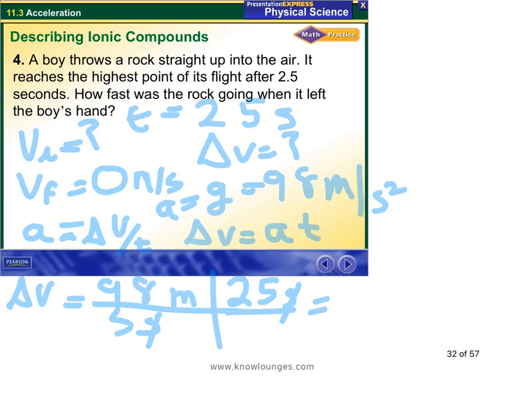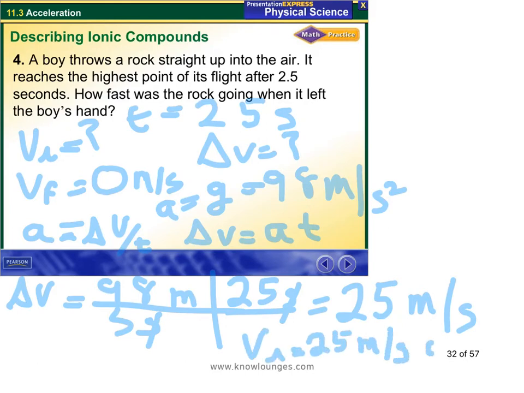Only got a couple digits there. I'll just round it to 25 meters per second. Yeah, it started at 0, or it ended up at 0, so that means it started at 25. So because the VF was 0, the VI is going to be the same as this. So VI is 25 meters per second up.